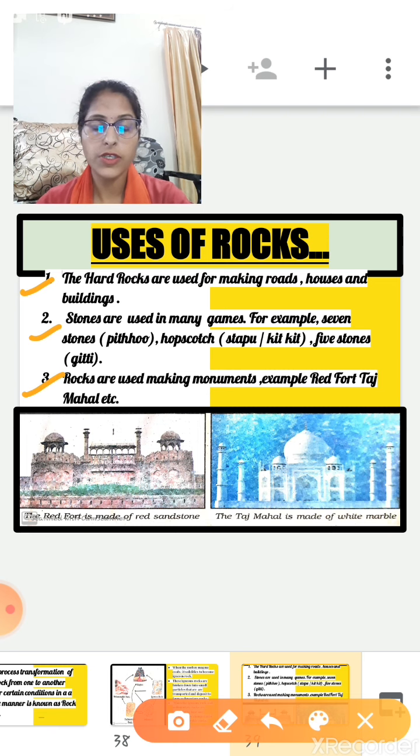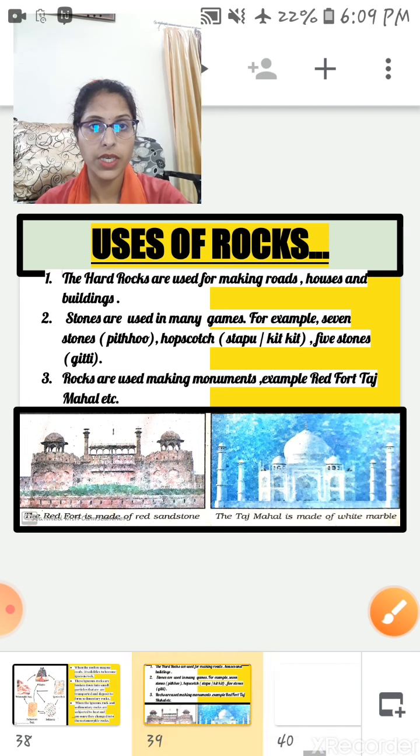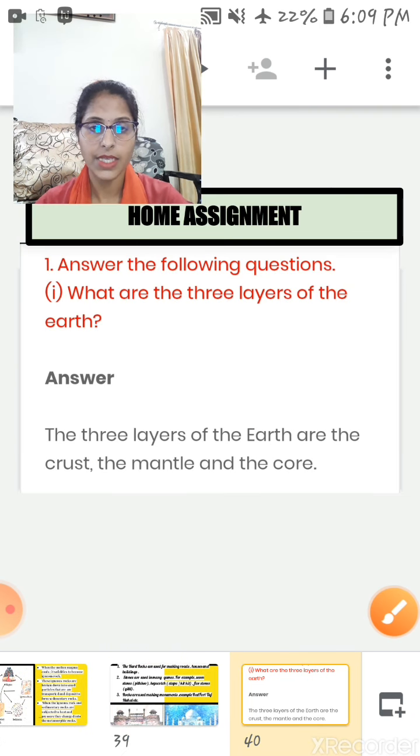Rocks are also used for making monuments, for example the Taj Mahal and the Red Fort. The Red Fort is made of red sandstone and the Taj Mahal is made of white marble. Is it clear? So this is all about your chapter. Now let's move on to the question answers. Clear?